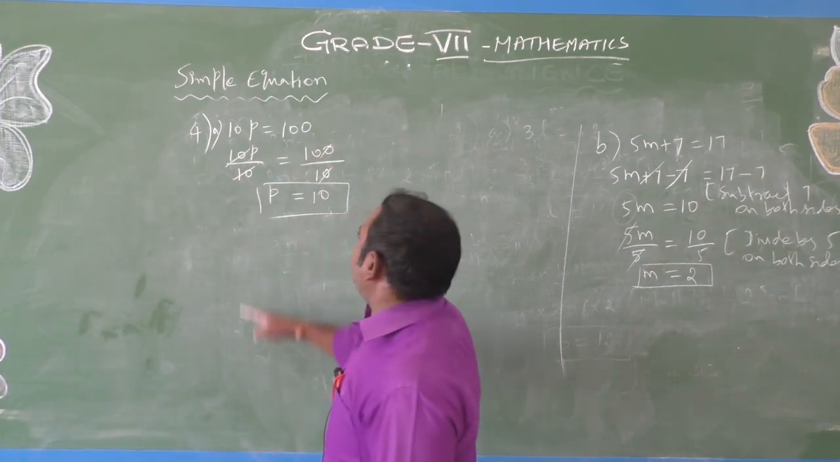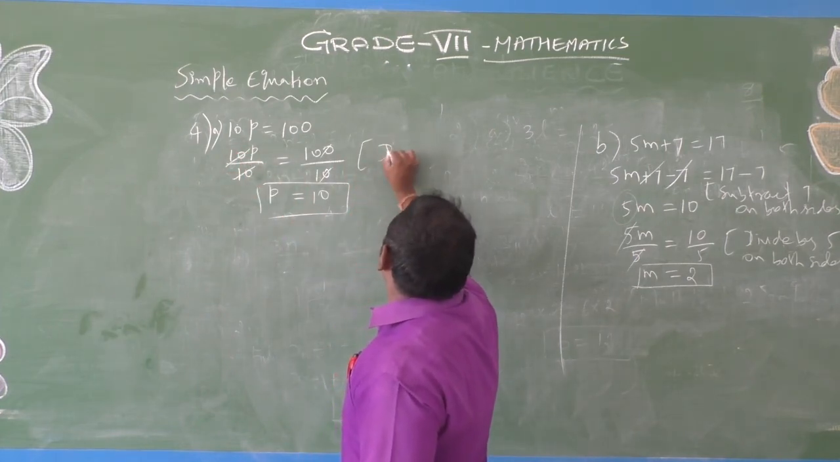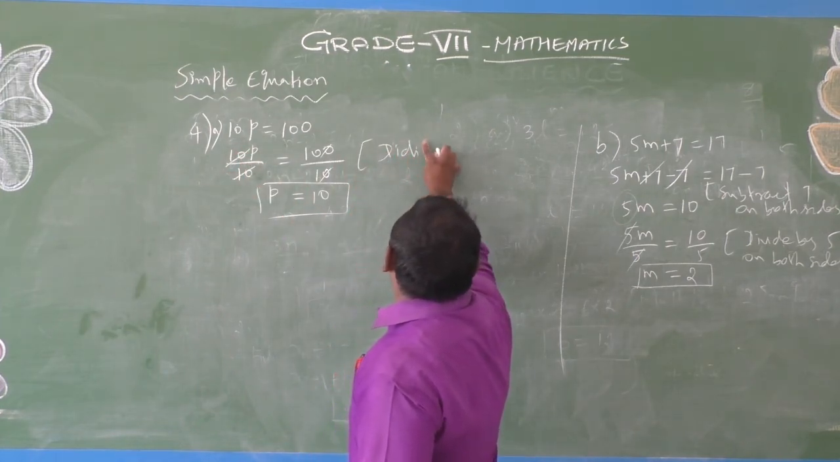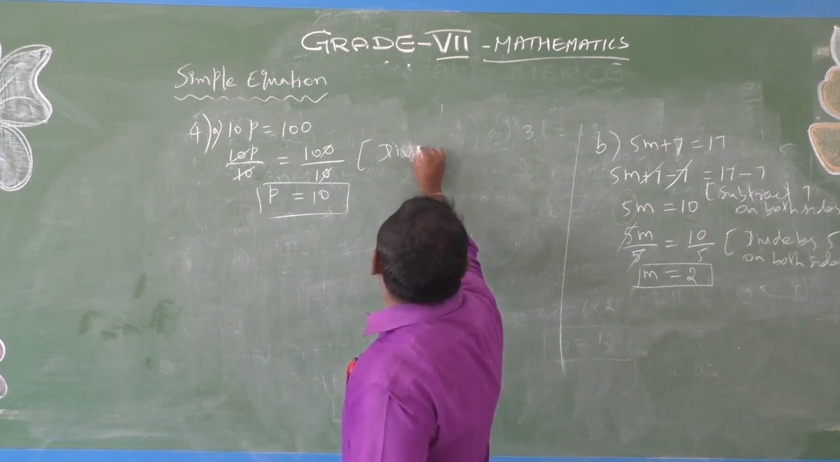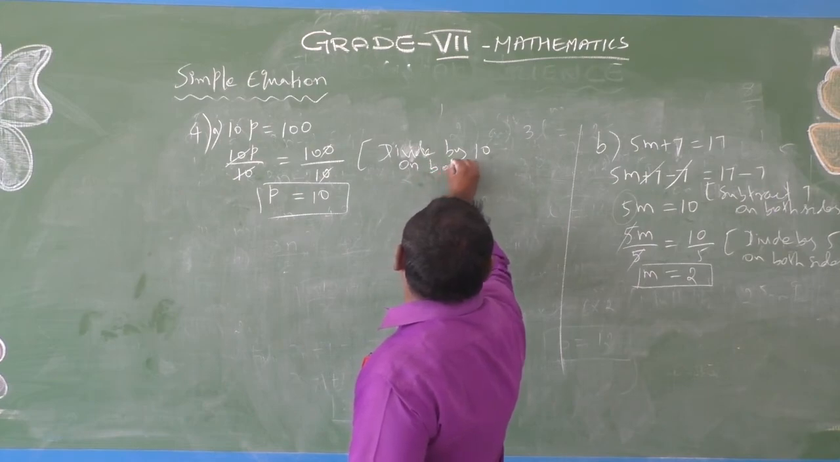So what do you write in the statements? We have multiply by 10, so we divide by 10 on both sides.